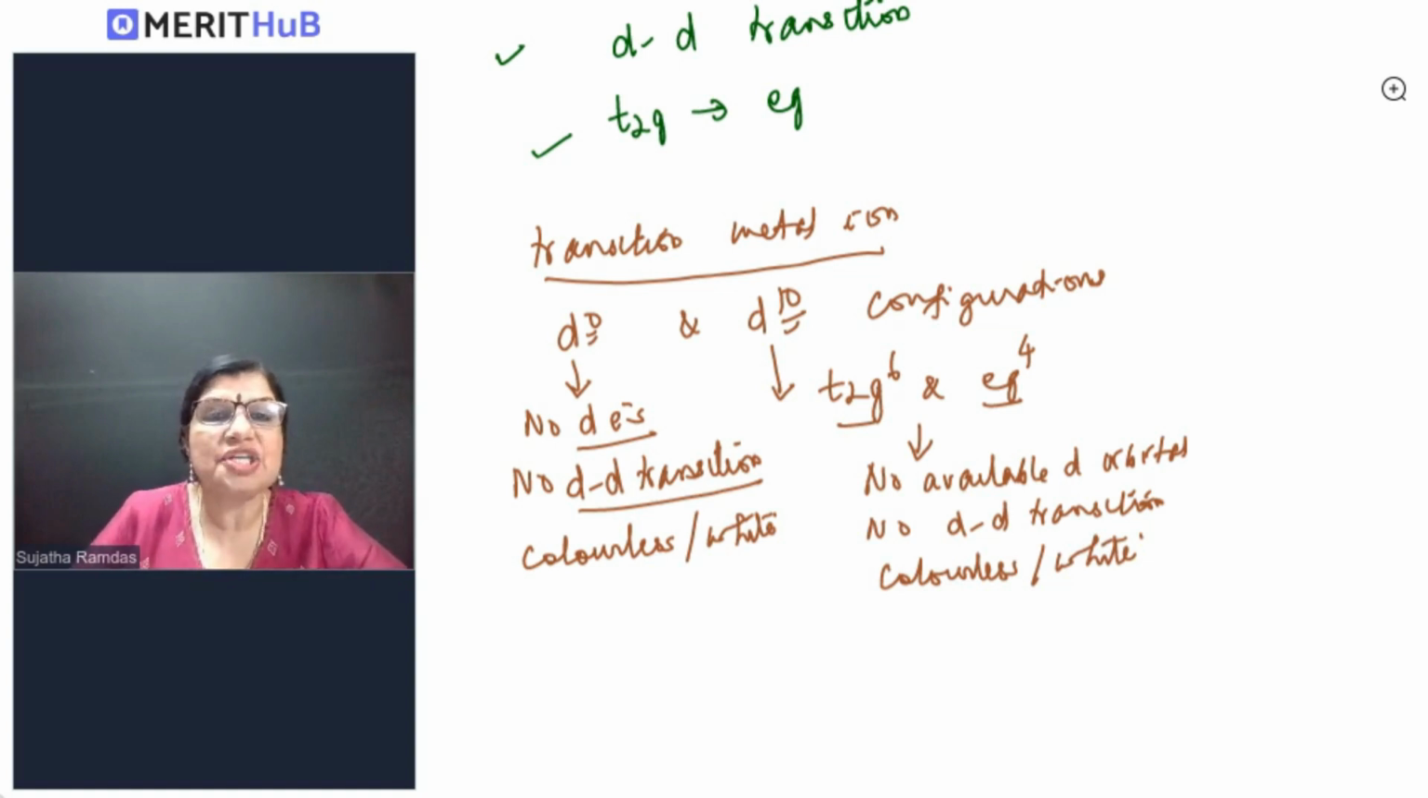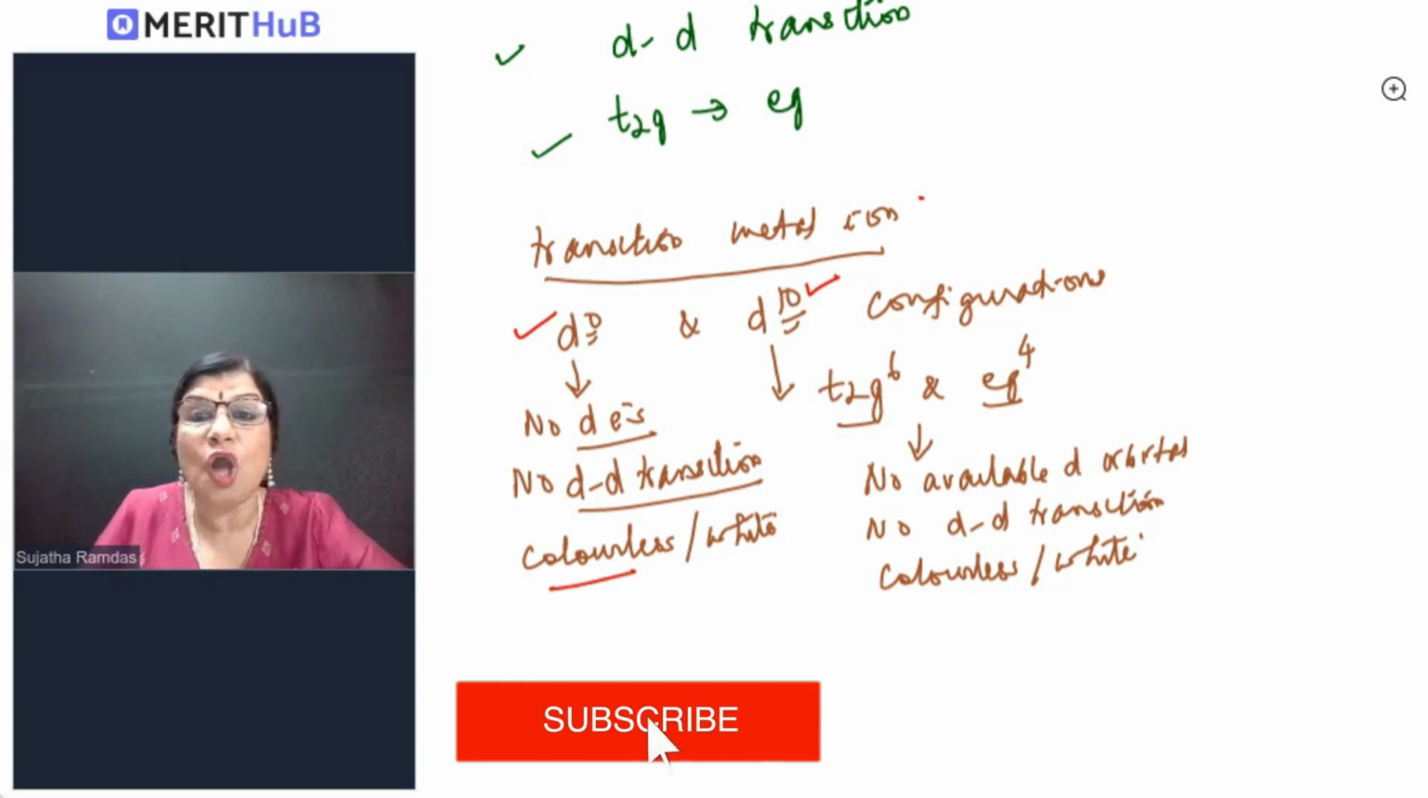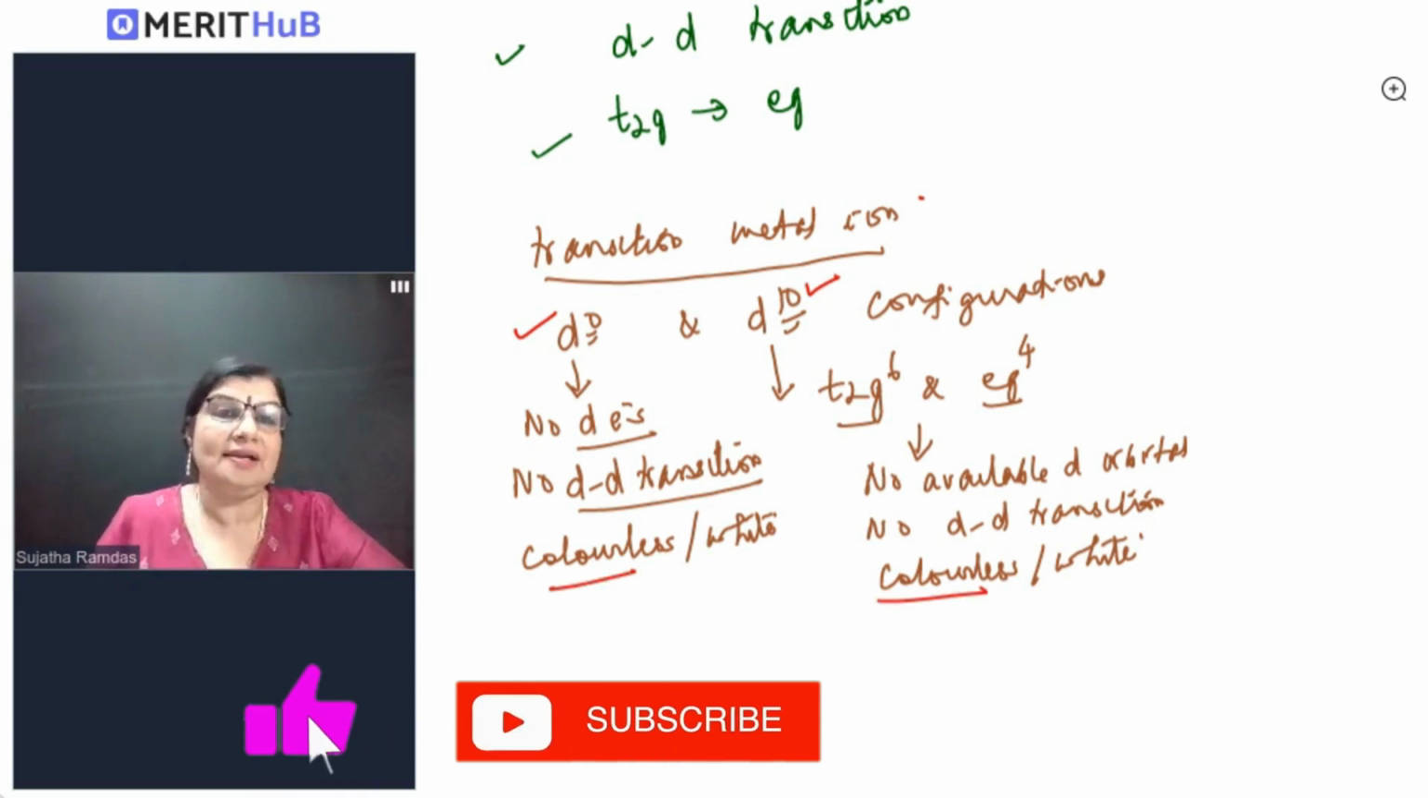So if any transition metal ion has a d0 or a d10 configuration, they will not show d-d transition, and therefore they will not exhibit color. They will be colorless, right? So what is the important criterion here?